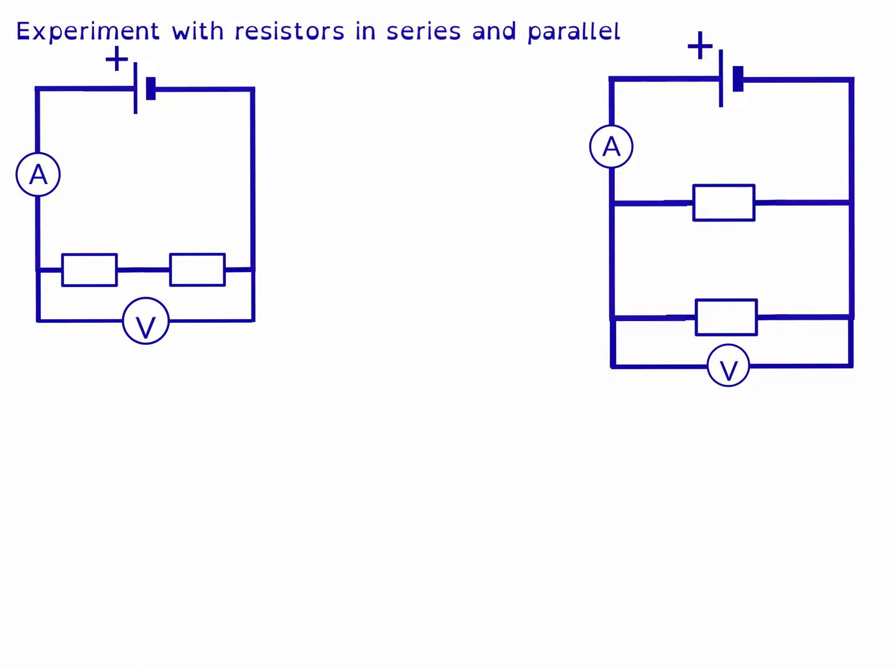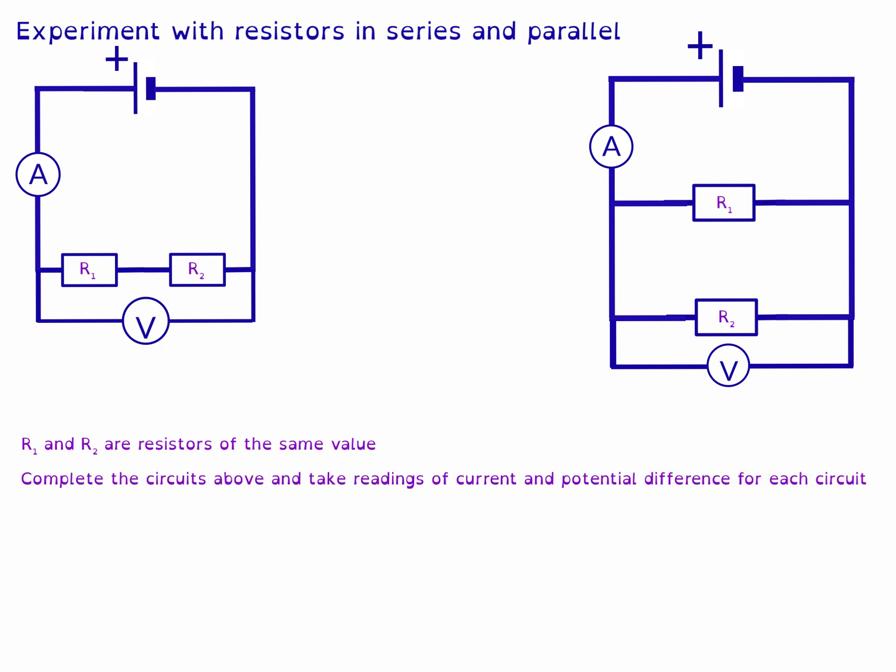The second part of this required practical is to investigate resistors in series and in parallel. R1 and R2 are resistors of the same value. Complete the circuits above and take readings of current and potential difference for each circuit. Use this equation to calculate the resistance. That's V equals I times R.